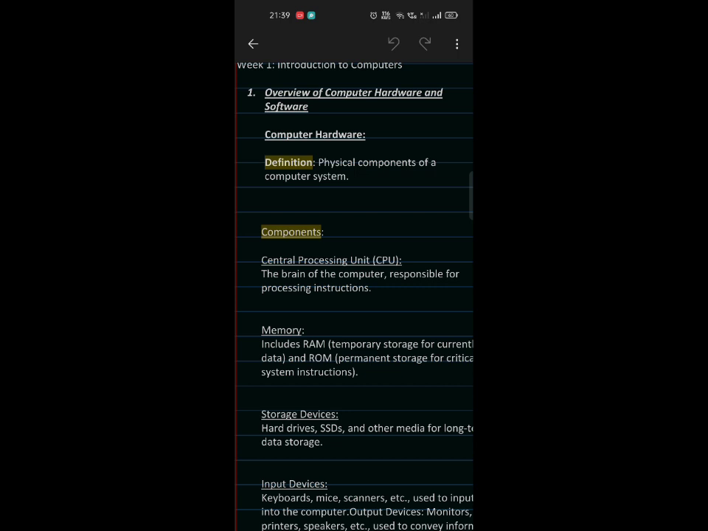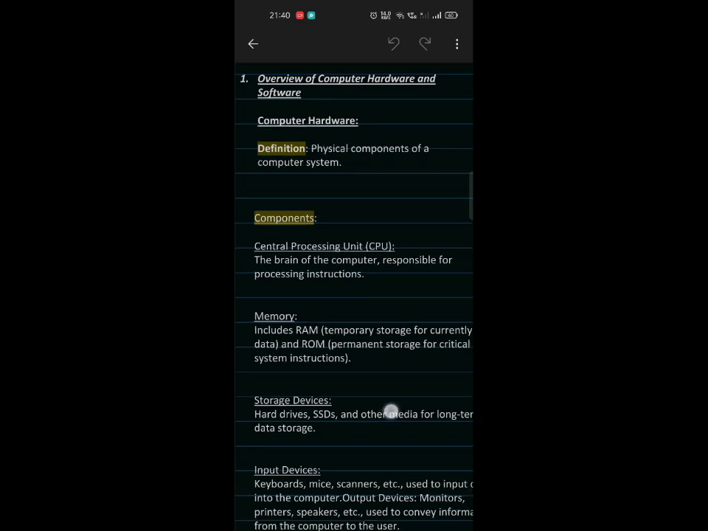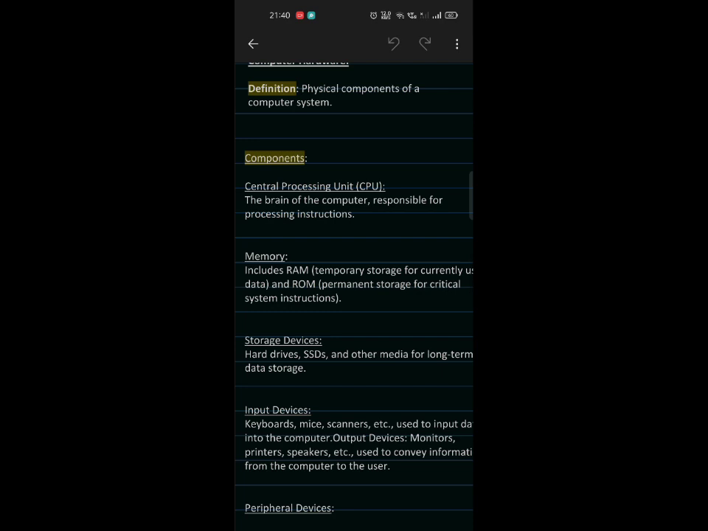The physical component of a computer system is known as computer hardware. Means the components which we can touch, that is computer hardware. And the central processing unit, CPU, is the main part of the computer responsible for processing instructions. We can say it is the brain.